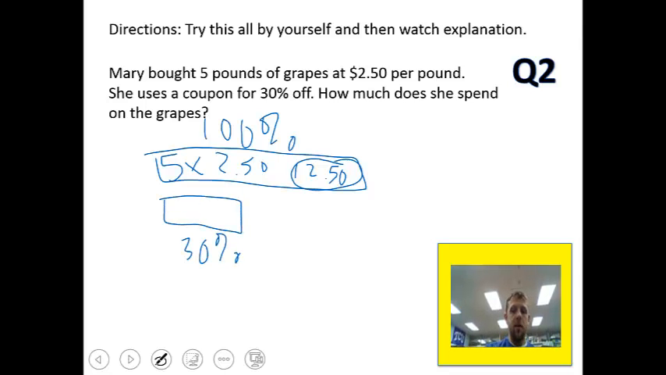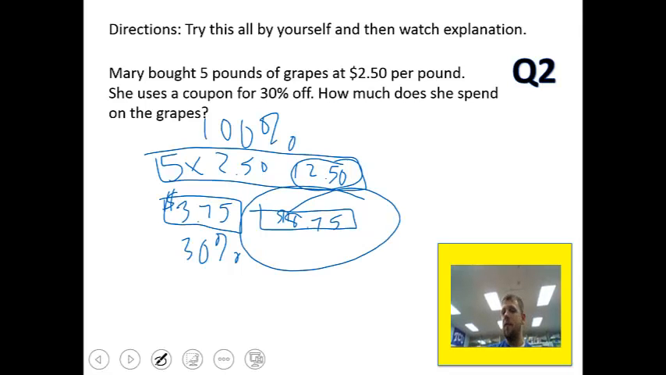So I need to figure out what 30% off is. I'm putting 12.50 times 0.30, and I get $3.75. Now I need to subtract that to figure out how much she does spend on it. So $12.50 minus $3.75 equals $8.75. So how much does she spend on grapes? Well, she spends $8.75 on grapes.